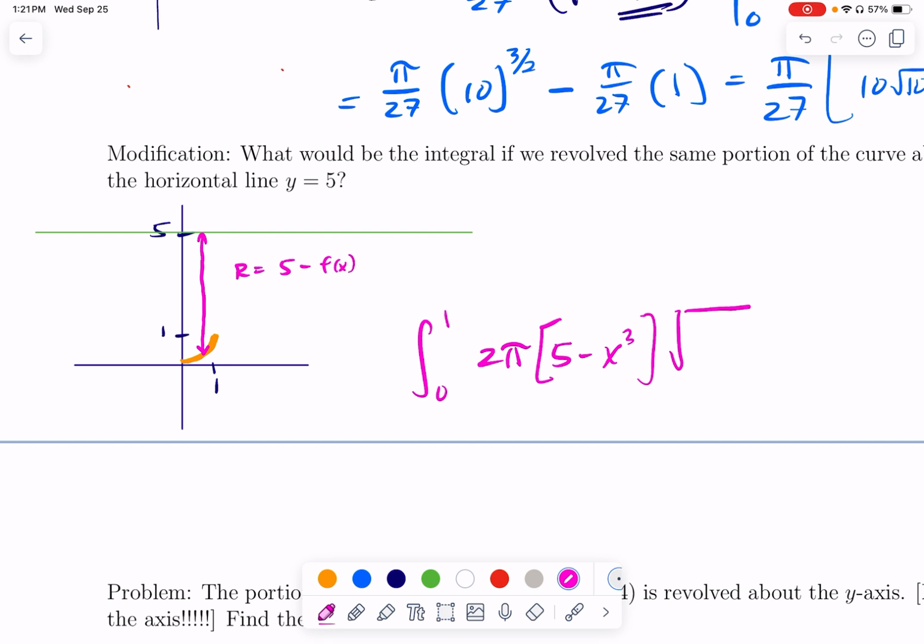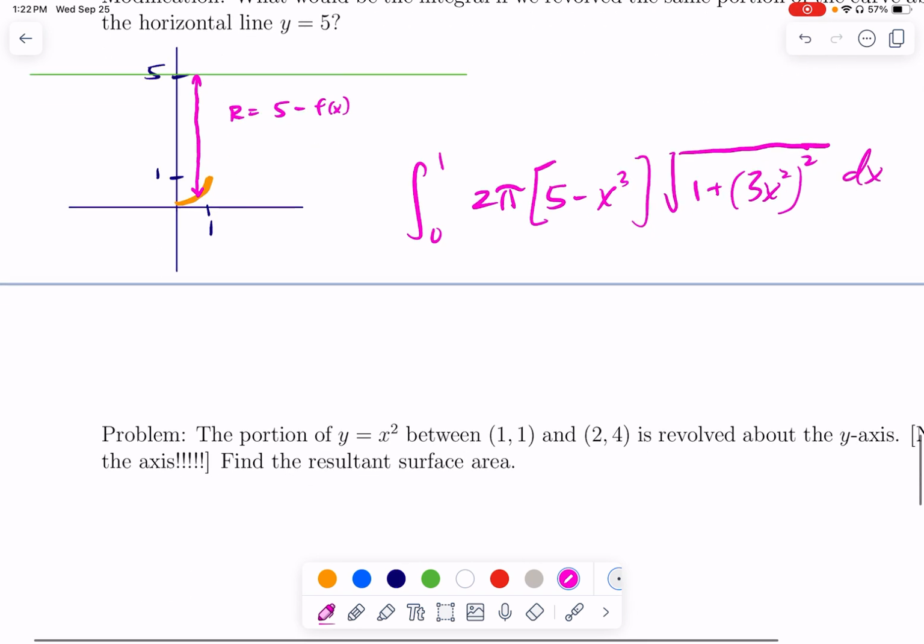And the length is still the same. The thing measuring the length is the same. I'll just write it with the square derivative squared. So similar, but we have to be a little bit flexible. Here's one for you to try.